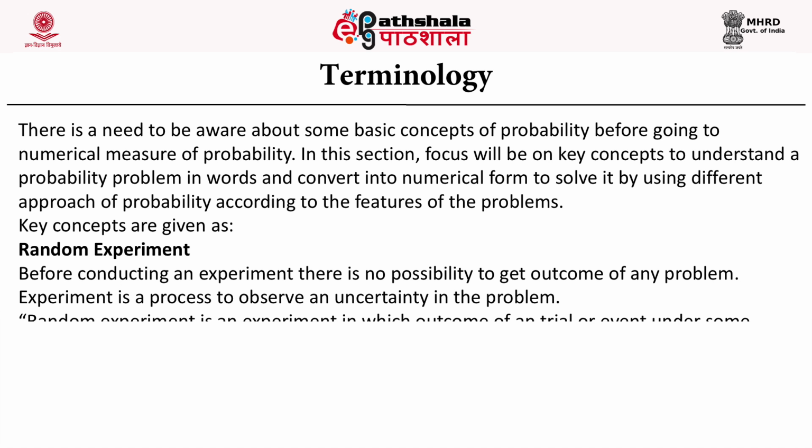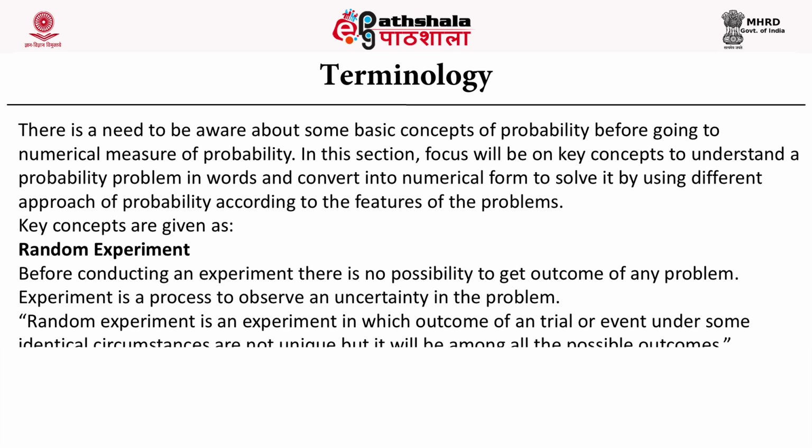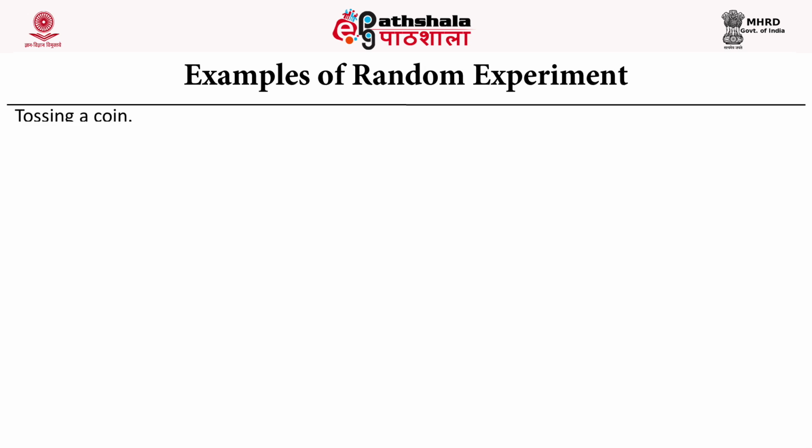Key concepts are given as follows. Random experiment. Before conducting an experiment, there is no possibility to get the outcome of any problem. Experiment is a process to observe an uncertainty in the problem. Random experiment is an experiment in which the outcome of a trial or event under identical circumstances is not unique, but it will be among all the possible outcomes.